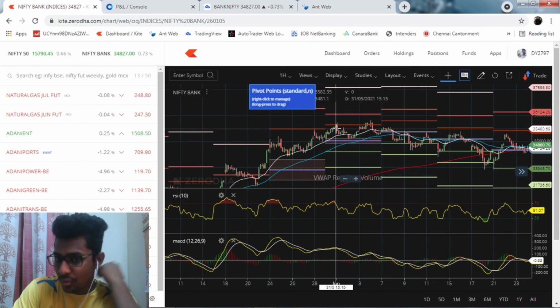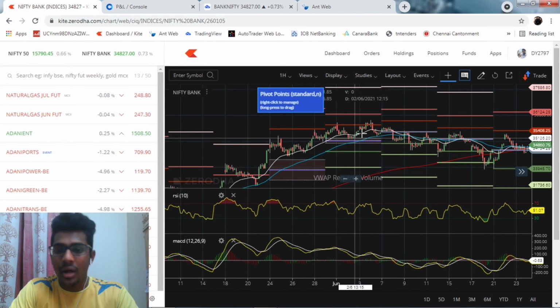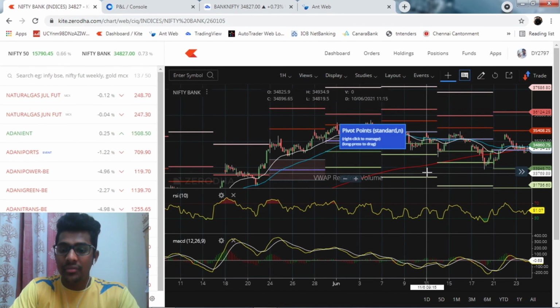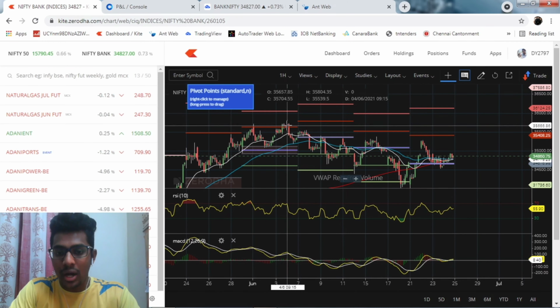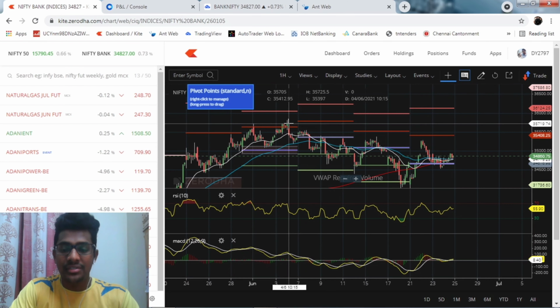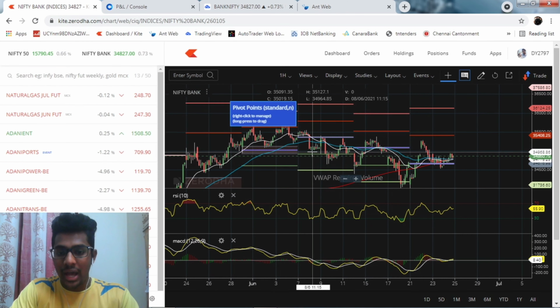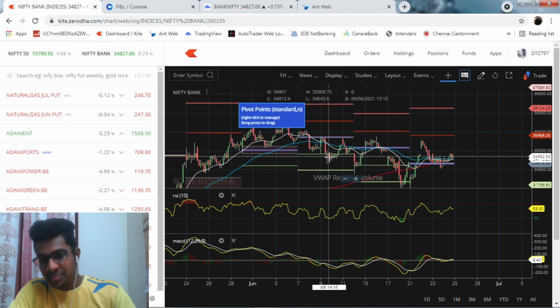If you see, this is a 1 hour time frame, there's a clear down, up, down, up, down, up, down. There's a very clear trend formation, that too in a range market. I was easily able to identify which is the peak and which is the dip, so that I can ride this trend for intraday, and ride this trend again for intraday.